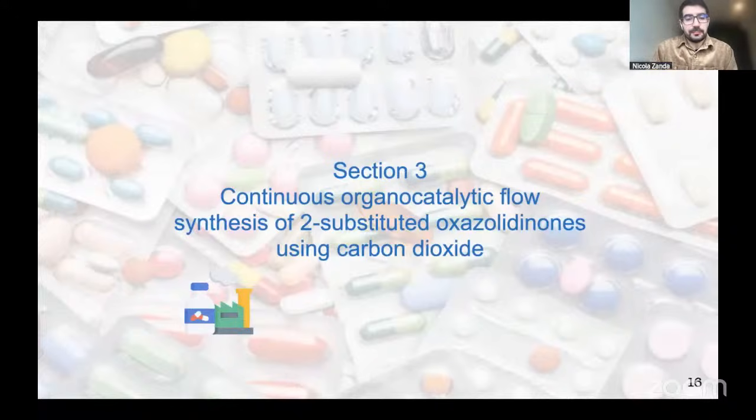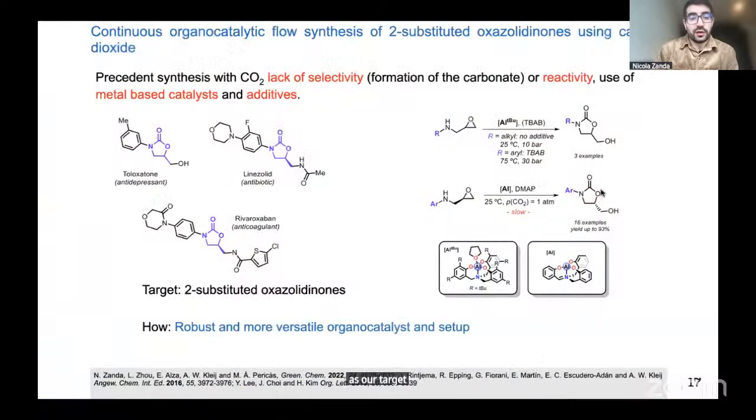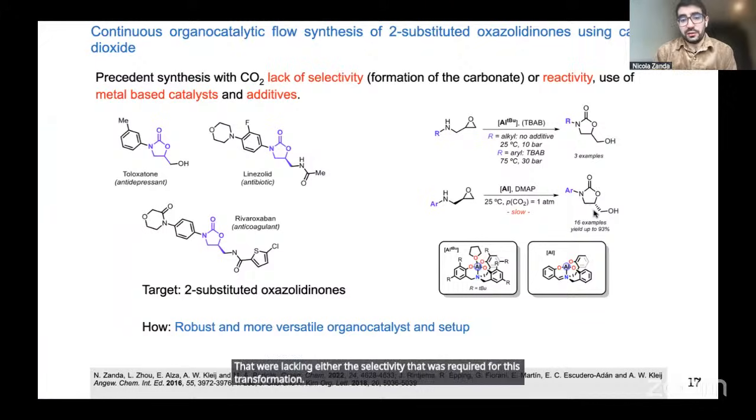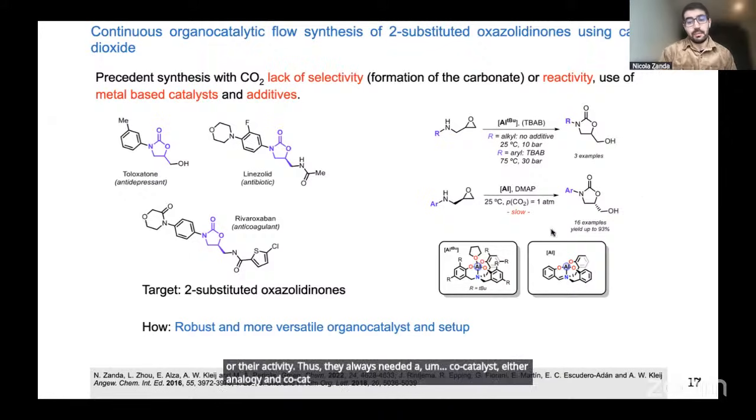In this project, we decided to focus on two substituted oxazolidinones as our target, since there were few synthetic reports that were lacking either the selectivity that was required for this transformation or the reactivity. Thus, they always needed a co-catalyst, either an halogen co-catalyst or a base co-catalyst together with the metal.